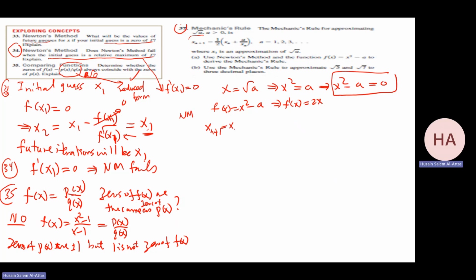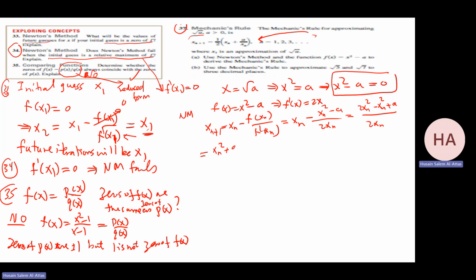So what is the relation, xn plus 1, in Newton's method? xn plus 1 will be xn minus f of xn over f prime of xn. He said prove it's equal to this. So let us do the calculation. That will be xn minus f of xn, which is xn squared minus a, over 2xn, which is equal to 2xn squared minus xn squared plus a over 2xn.